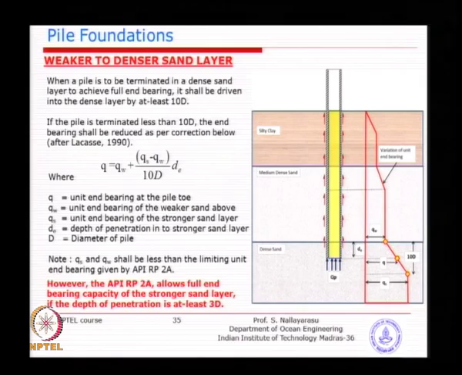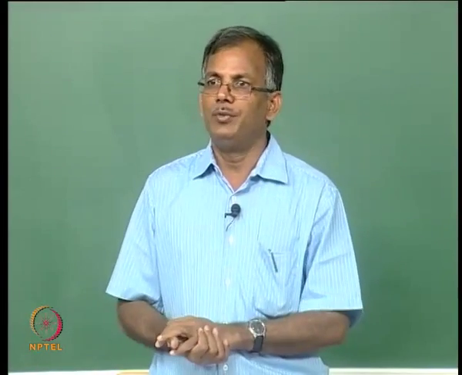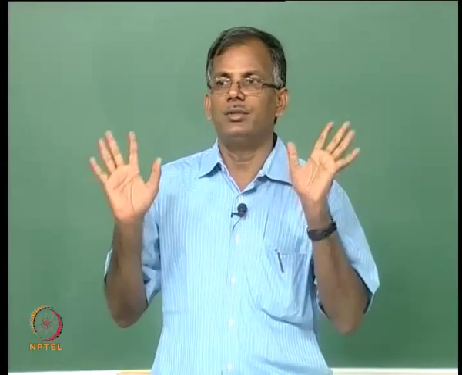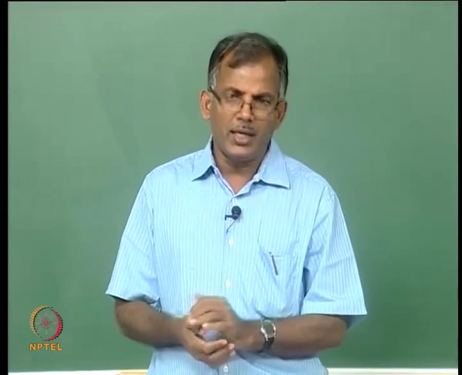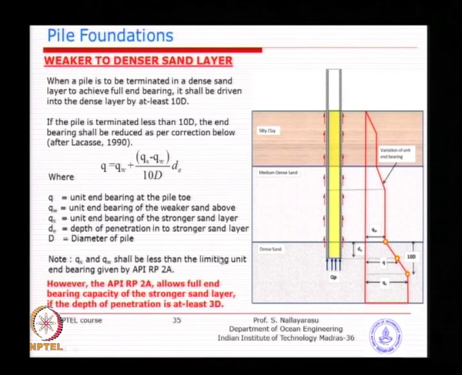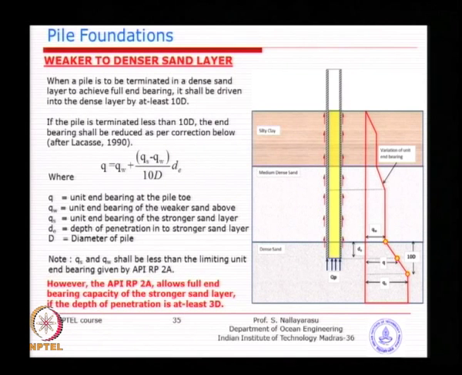So, something like this has been proposed several years back, but imagine if you have a 2 meter diameter pile, and 10 diameter is 20 meter. If you have to drive 20 meter into a very dense sand, it is becoming impossible. So, API has been collecting a lot of information over several decades. Finally, they have come to a conclusion that 3 diameter is good enough to achieve a full capacity. So, hope you understand the idea behind why we have come down from 10 diameter.